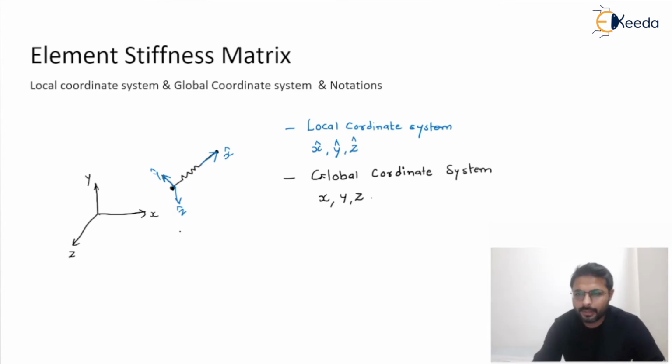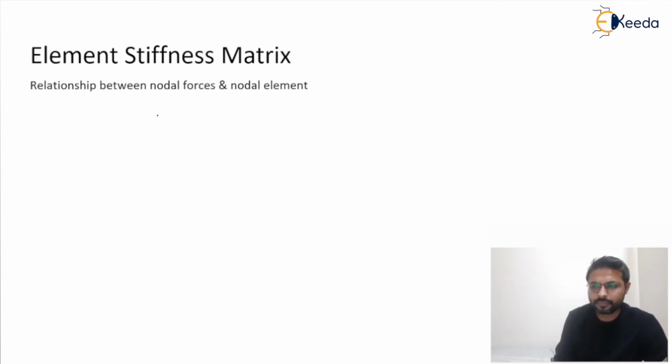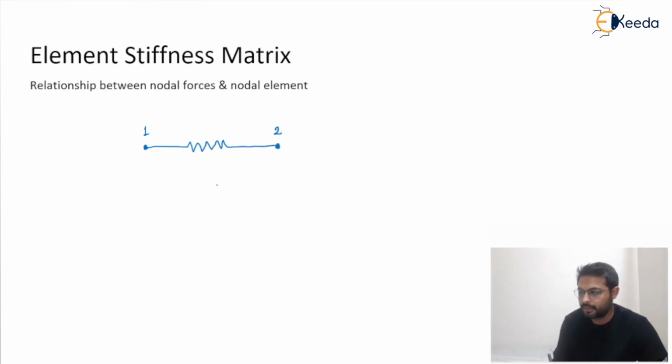Now let's understand how the equations come. We will develop a relationship between the nodal force and the nodal displacement. So let's do it first. This is node number 1, this is my element, and this is node number 2. The total length of the element is capital L.